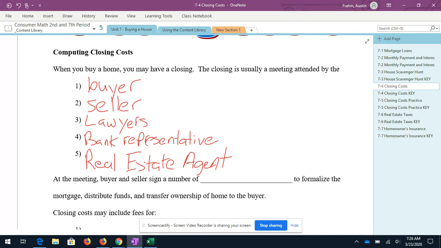Now, at the meeting, the buyer and seller sign a number of documents to formalize the mortgage, distribute funds, and transfer ownership of the home to the buyer. All right, and there is a lot of documents. And among these documents are something called closing costs.